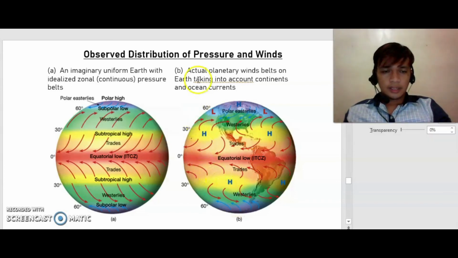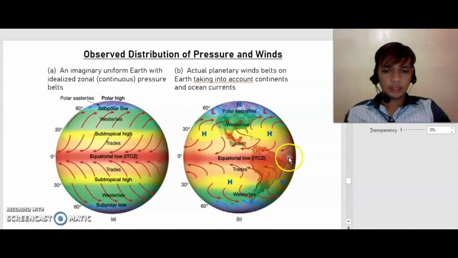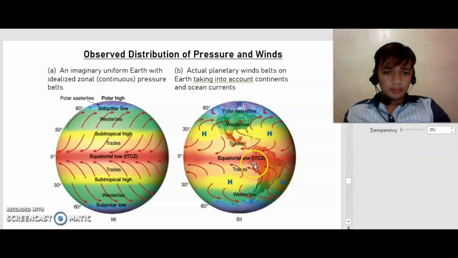Okay. Now, at the letter B, at the second image, you can see there the actual planetary wind belts on Earth, taking into account continents and ocean currents. That is why hindi lahat ng ating mga typhoon or storms ay nakakreate lagi sa ITCZ at the equatorial plate, because hindi man exactly at the same location pero pwedeng makakapag-create tayo ng storm or typhoon a little above the equatorial low where you can see the ITCZ, but still it will be created within the said region.